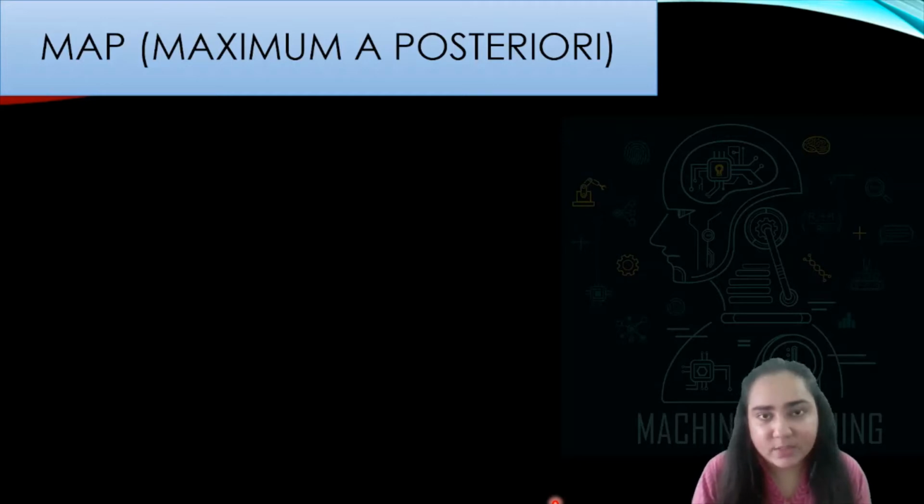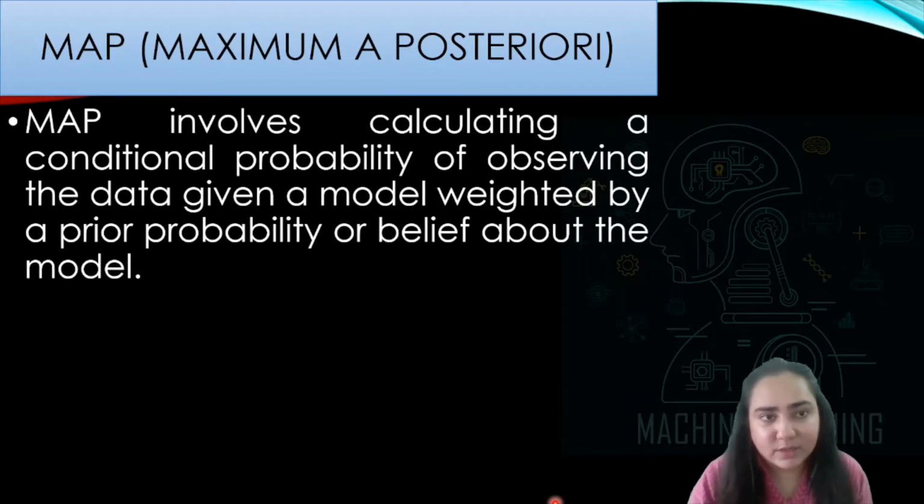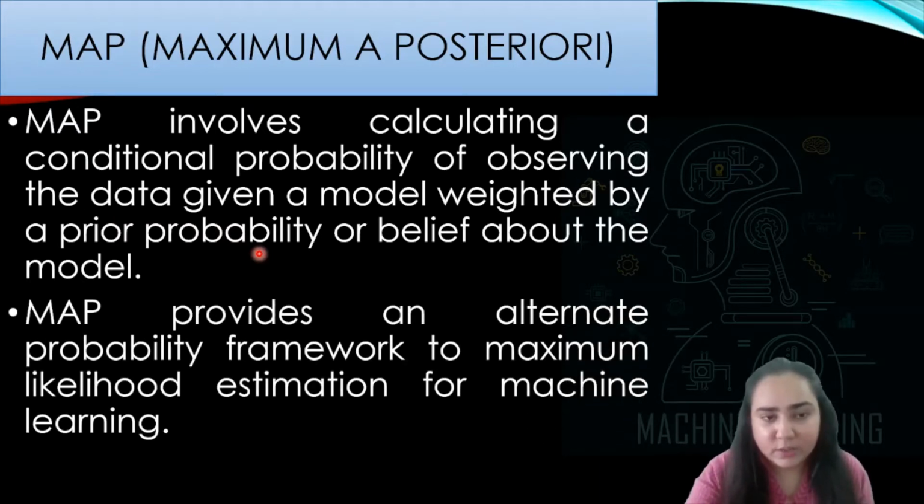MAP means maximum a posteriori, and that means it involves calculating a conditional probability of observing the data given a model weighted by a prior probability or belief about the model. So it is all about this prior probability which you are given about the model before you begin your calculation. And then you're calculating the conditional probability. So it provides you with an alternate probability framework to maximum likelihood estimation for machine learning.